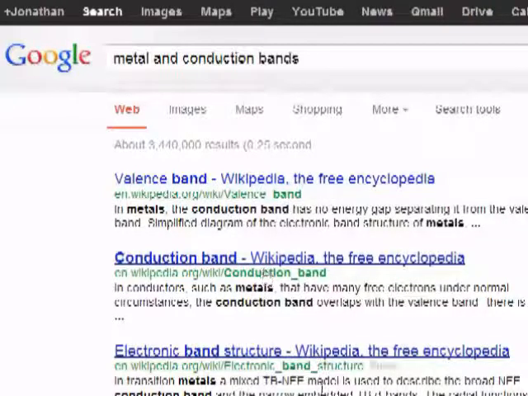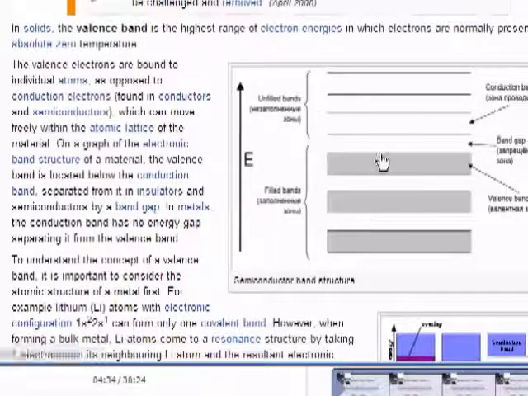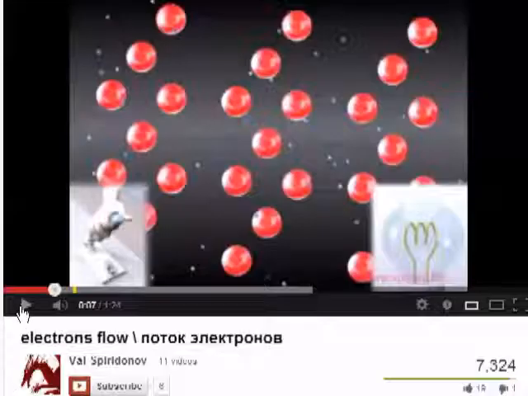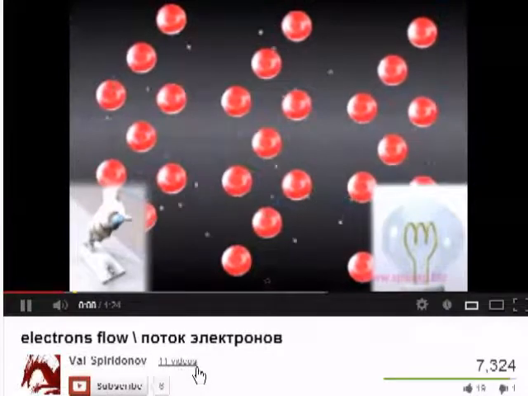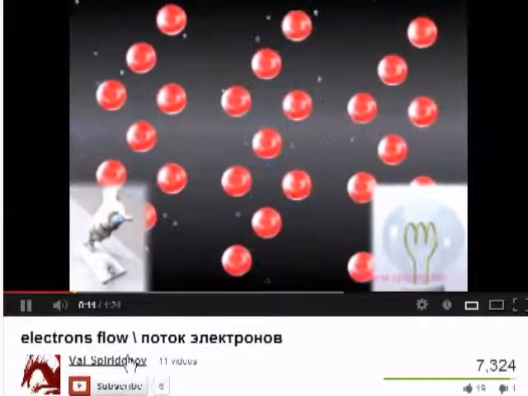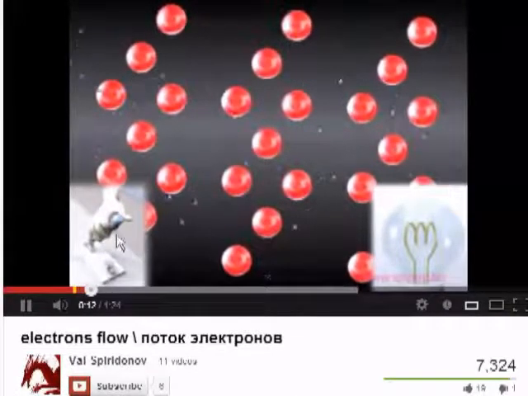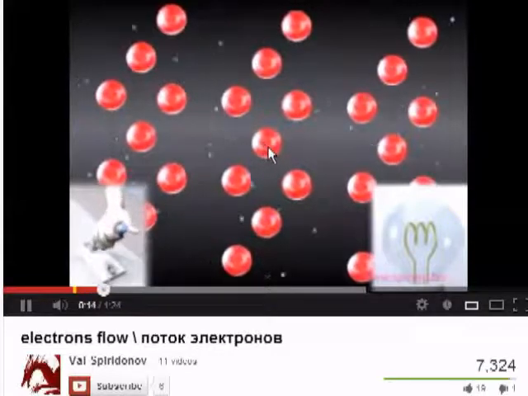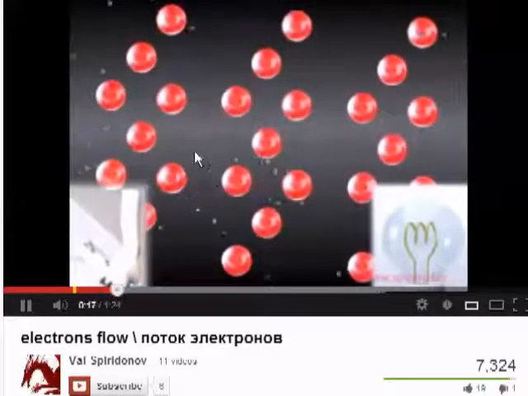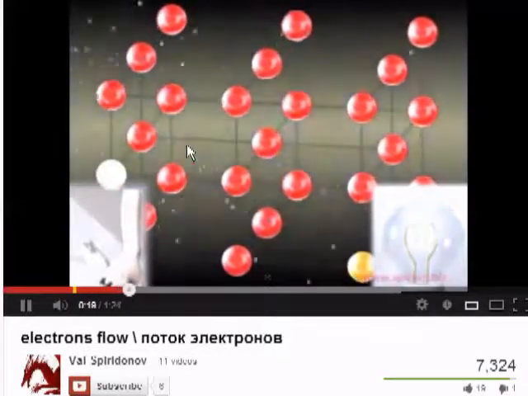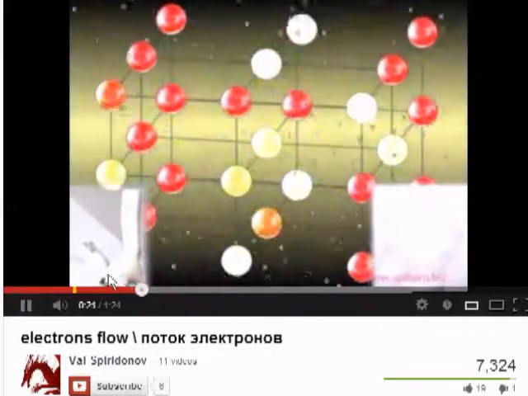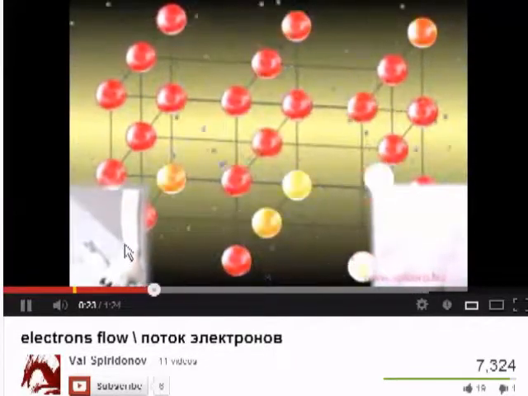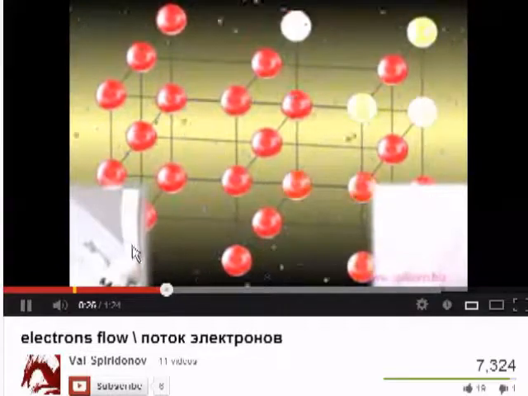The valence band. Alright, these diagrams don't do that good of a job of showing this, but I found this really good animation of the effect. Basically, this guy has got a switch here, and this shows atoms inside the metal. The electrons are more or less free to move around as they please, but when he turns on the voltage, the electrons start moving through pretty quick.